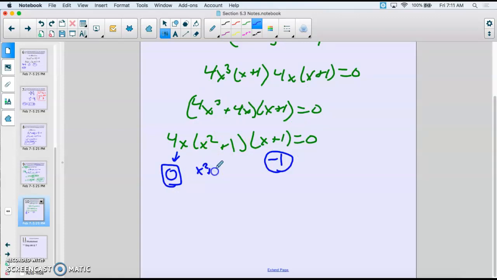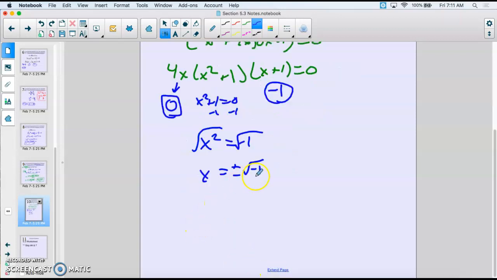X squared plus 1 equals 0. I'm going to subtract 1. Just solve for x with your algebra skills. So I get x squared equals negative 1. How do I get rid of a square? I square root. Always remember your plus or minus. Plus or minus the square root of negative 1. Uh-oh. What do we do when we have a negative inside? Remember, we take our imaginary out. The square root of negative 1 is i. And so we're left with plus or minus i, because that's the square root of negative 1.